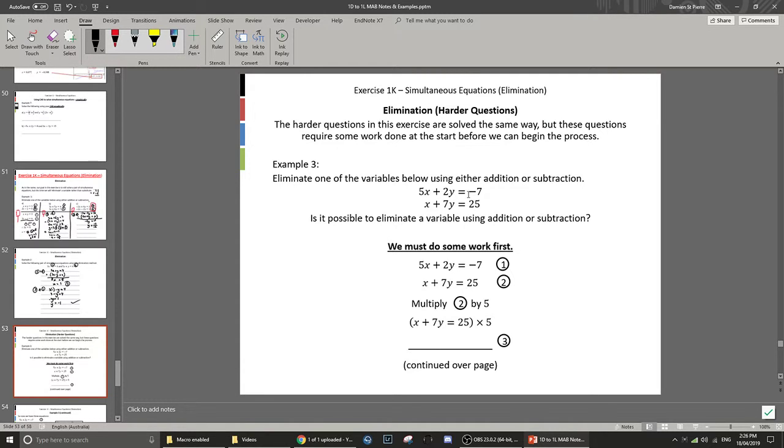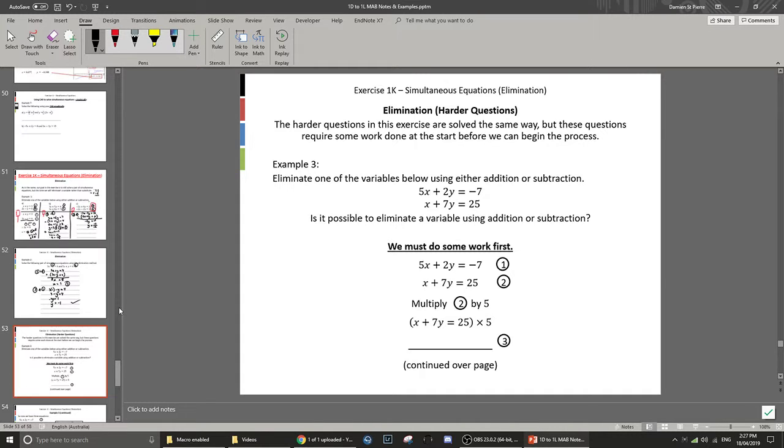So what do we have to do? We have to do some work first to one of the two equations to make it so that one of our variables will eliminate. In this case, our first equation we've called 1, our second equation called 2. What I'm going to do is multiply 2 by 5. I'm going to multiply this equation all by 5 so that my x's end up the same. In doing that, I get a new equation which we'll call 3. That will then allow us to eliminate.